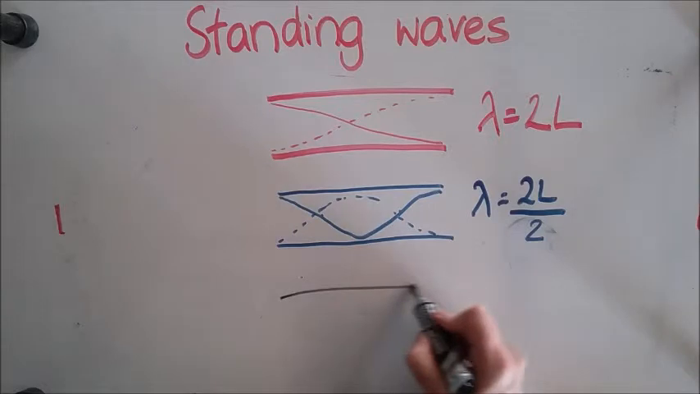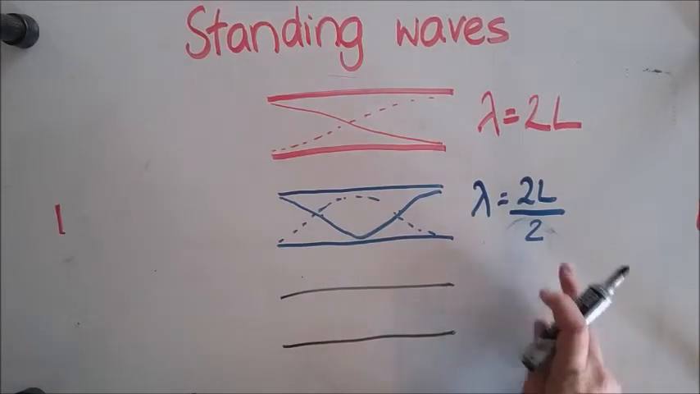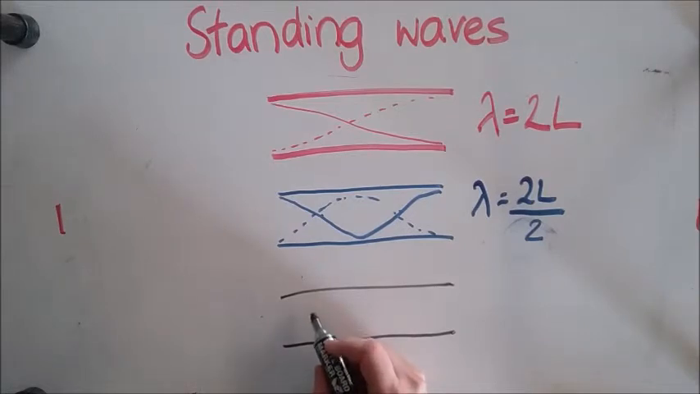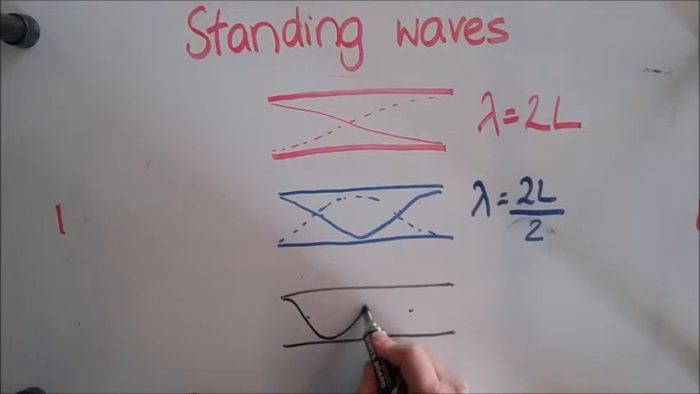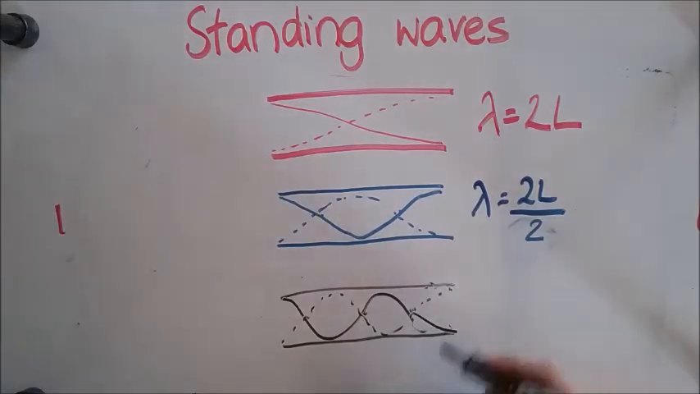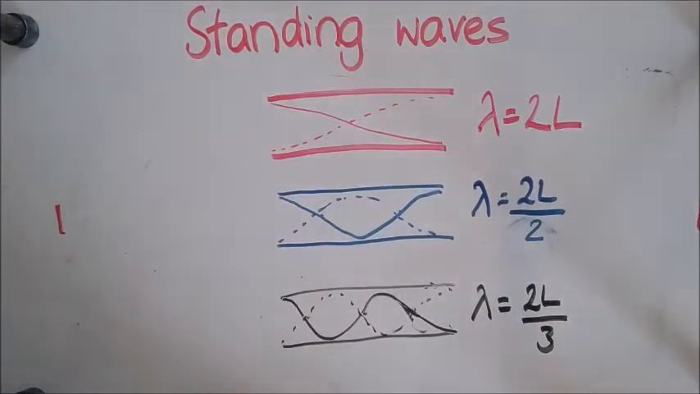When I say that we're going to see what the third harmonic looks like, you should already be predicting that the wavelength for the third harmonic is going to be 2L over 3. This one is a little bit trickier for me to draw, but let's hope I can do it. One wave and a half. So the wavelength is 2/3 of the length of the pipe.